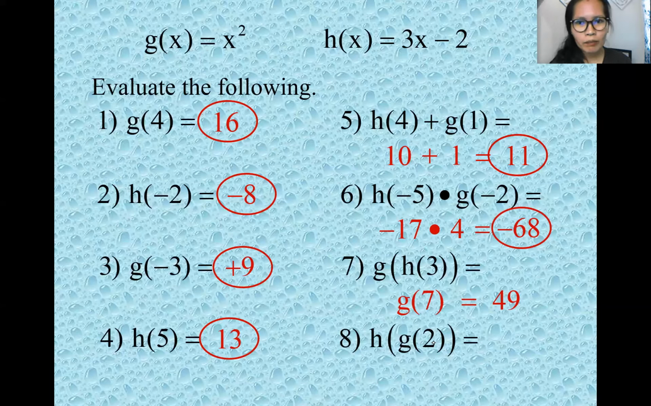Clear? Okay. How about number 8? So, we have h of g of 2. So, first, we do g of 2. What is g of 2? That would be 2 squared. 2 times 2 is equal to 4. So, that would be h of 4. And since h of x is equal to 3x minus 2, 3 times 4 is 12, minus 2, the answer is equal to 10.